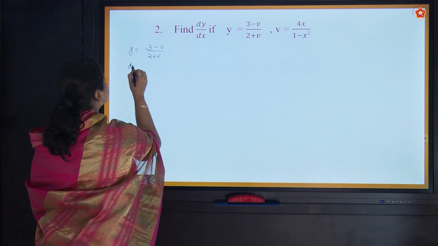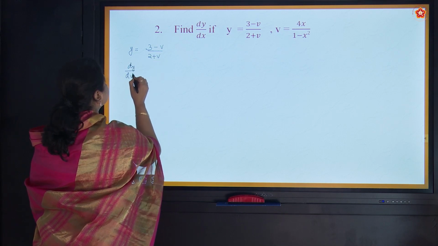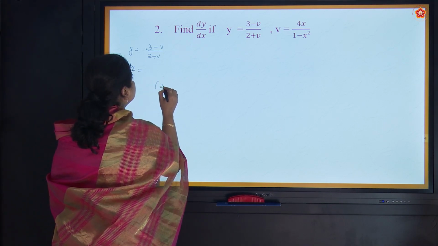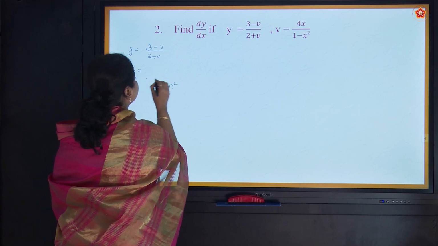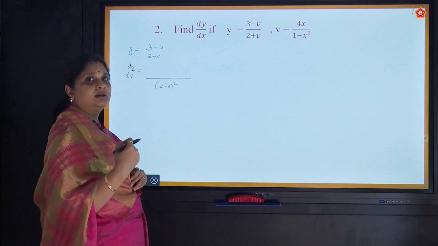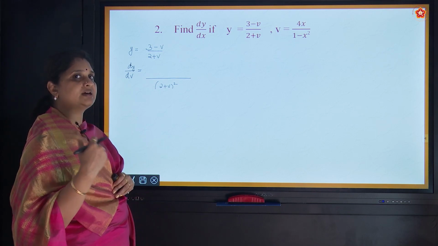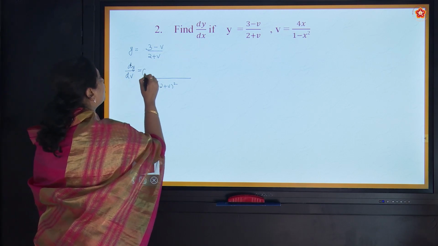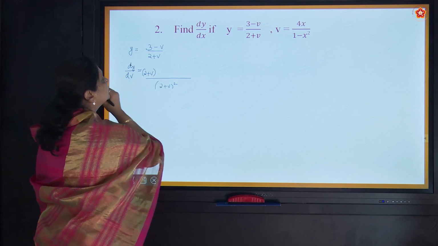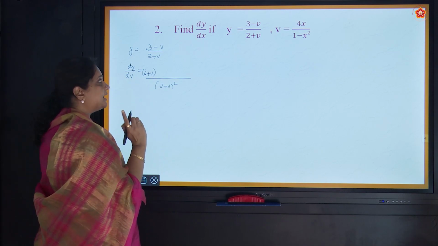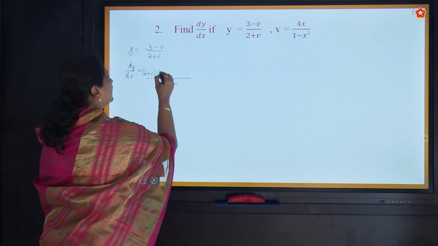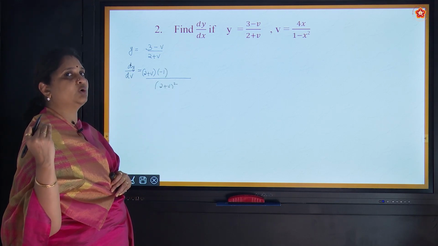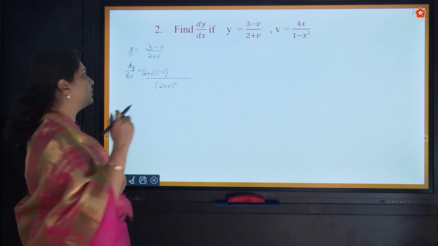So how do we find dy by dv first? Dy by dv will be equal to (2 plus v) the whole square in the denominator. This is of the form of a fraction. A numerator has a function, denominator has another function. So we use the quotient rule, wherein we first keep the denominator unaltered, differentiating the numerator. 3 minus v on differentiation will give you minus 1. 3 on differentiation gives you 0. V gives you 1. Since it's minus v, it's minus 1.